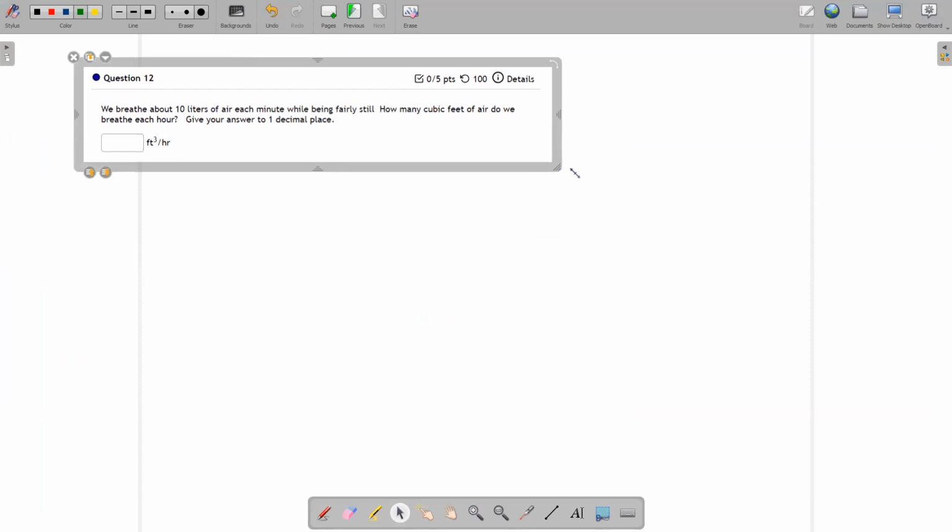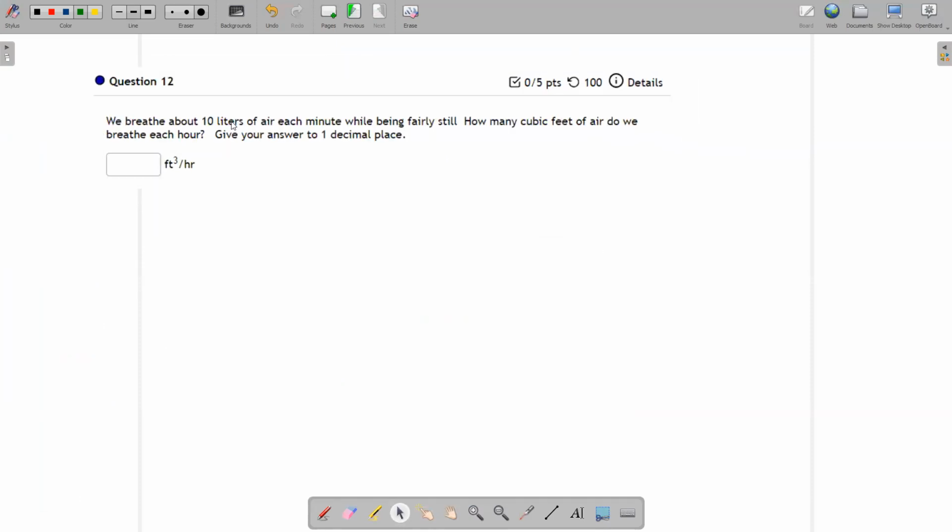So for this one here, I want to convert liters per minute into feet per hour. So our goal here is to convert liters per minute into feet cubed, because a liter is a volume, like the bottle of water, per hour. Now, minutes to hours, we've done that before. You guys can handle that. I'm going to mainly focus here on the liters to feet cubed part.